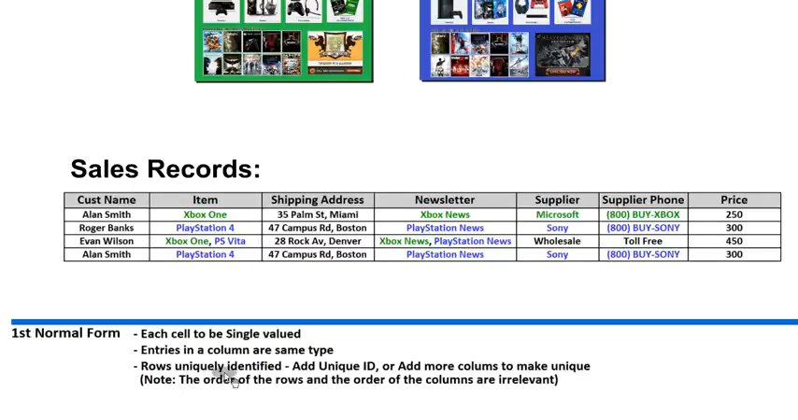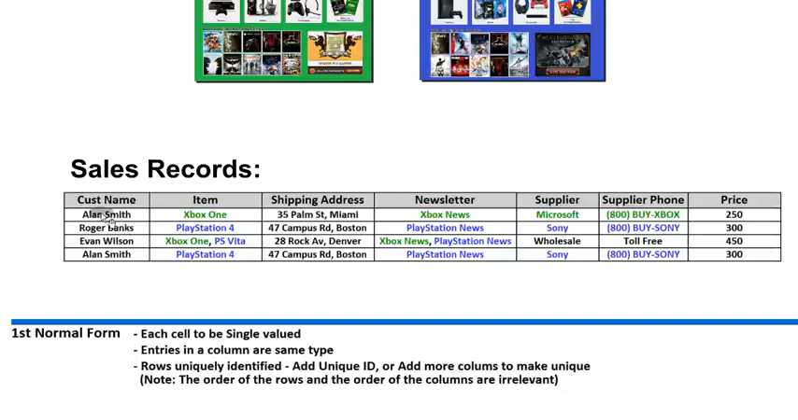Also, rows must be uniquely identified. Either add a unique ID or add more columns to make the rows unique. Well, these rows, there's no duplicates in these rows, so they're unique in a way, but there's still a question about this Alan Smith. This Campus Road in Boston happens to be housing for a college. So this Roger Banks rents a house while he's in college, and Alan Smith also rents the same house with them. They rent it together. So they have the same address while they are in college.